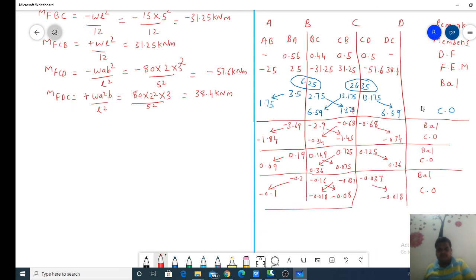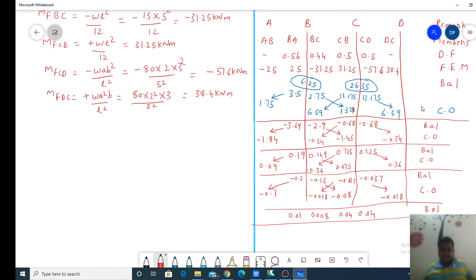Now after this last iteration, the end will be balance. After balance only I need to take the sum. So this comes out to be 0.01, this comes out to be 0.008, and then this comes out to be 0.04, and this comes out to be 0.04. So this is the balance step.